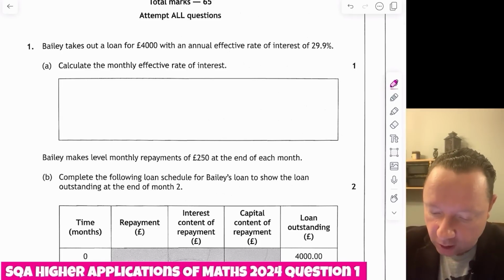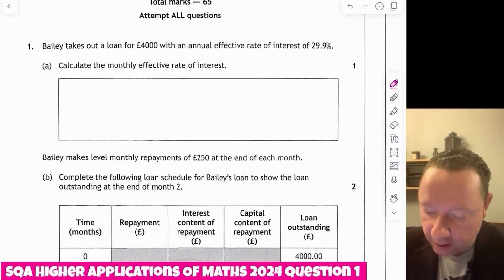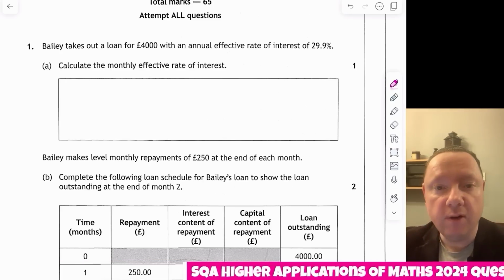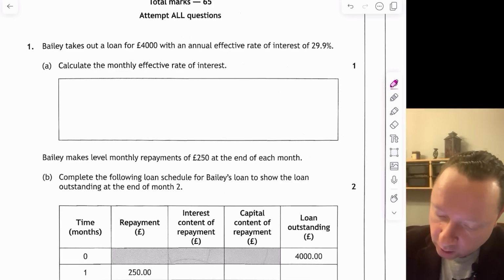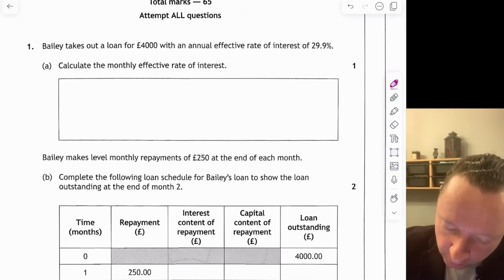Question 1. Bailey takes out a loan for £4,000 with an effective rate of interest of 29.9%. Calculate the monthly rate. If it was in a spreadsheet, we would do 1 plus the box to the power over 12, and then we'd take away 1. But then we need to times by 100 really to get the percent. Excel does that for you, but we're going to do it manually. So it's 1 plus 29.9 over 100 to the power over 12.